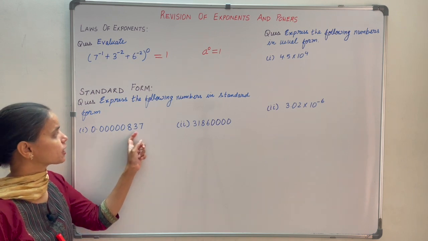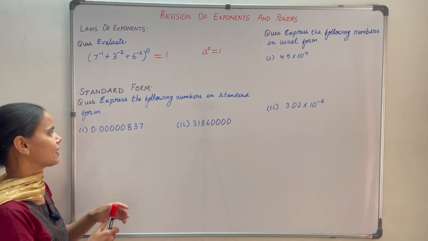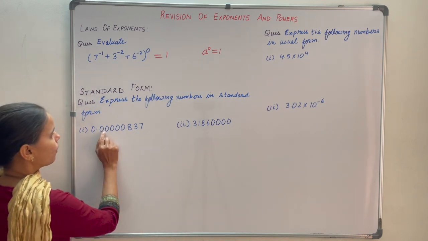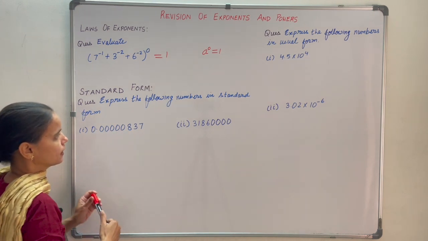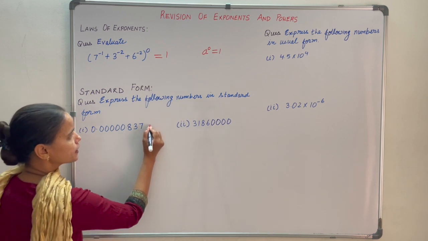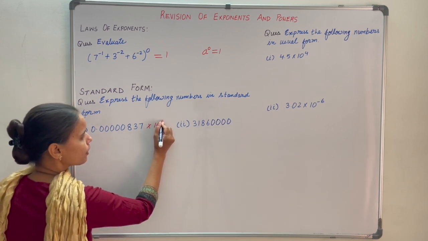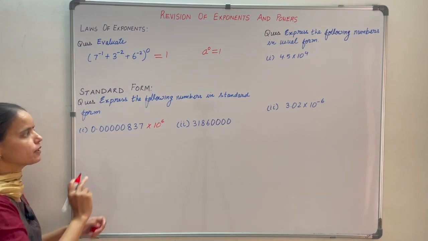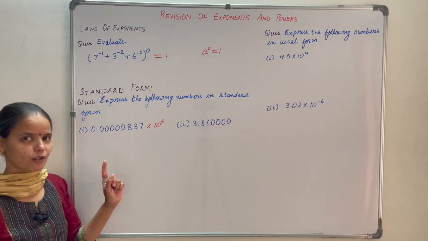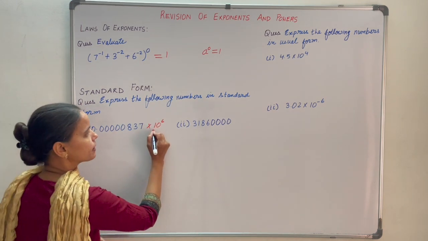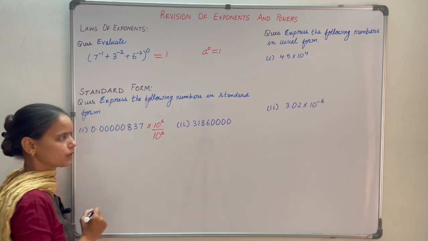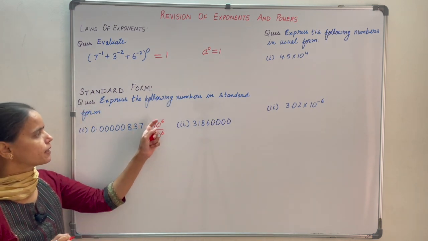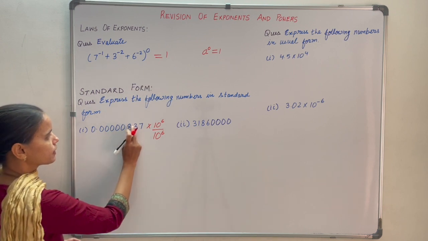You have to shift the decimal point towards the right-hand side. How much do you have to shift? 1, 2, 3, 4, 5, 6. That means if you multiply this by 10 raised to power 6, the decimal point will come here. But the number should not change. So if you multiply by 10 raised to power 6, you have to divide also by 10 raised to power 6. So when you multiply by 10 raised to power 6, the decimal point will come here.